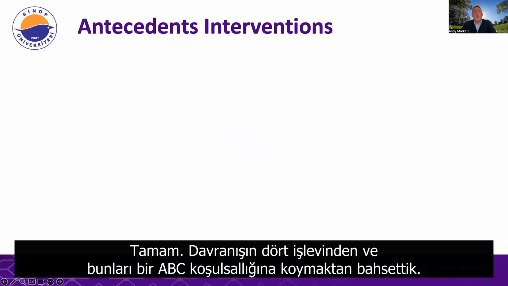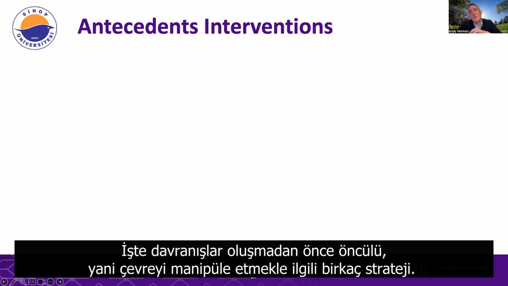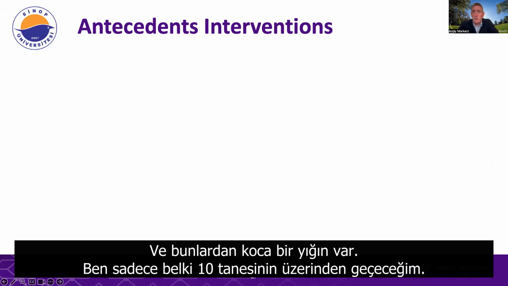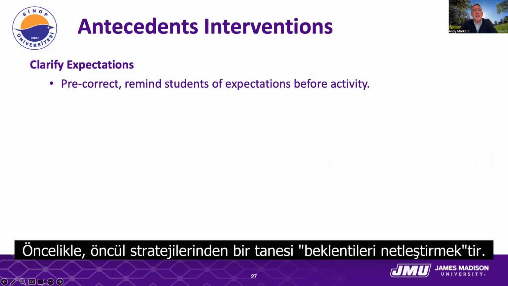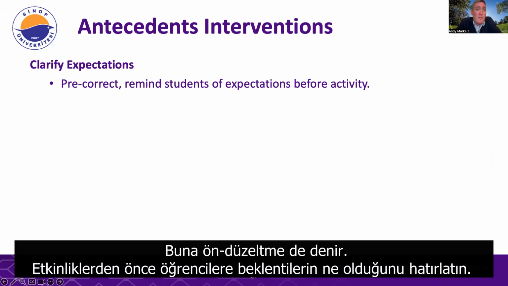All right, so we talked about the four functions of behavior and putting it into an ABC contingency. So here's a couple strategies about manipulating the antecedent, the environment, before behaviors occur. And there's a whole host of them. I'm just going to run through maybe 10 of them or so. So first, an antecedent strategy is to clarify expectations. This is called pre-correct, remind students of expectations before the activities.